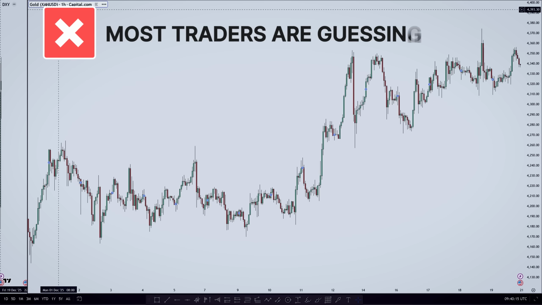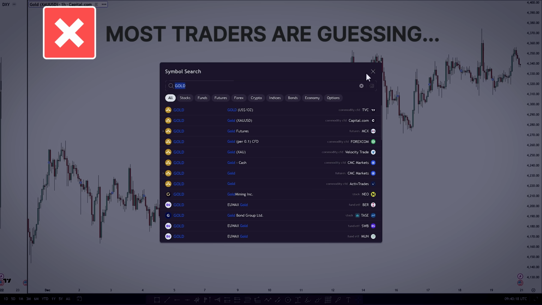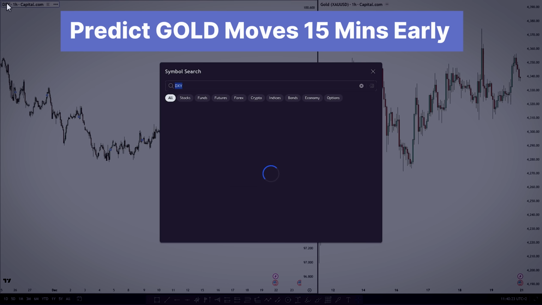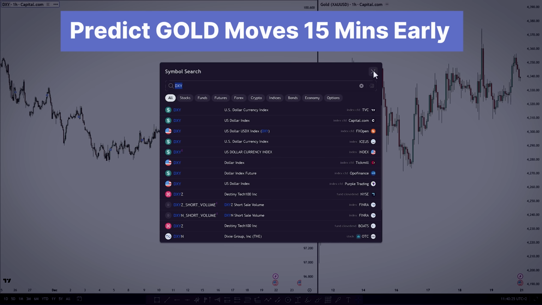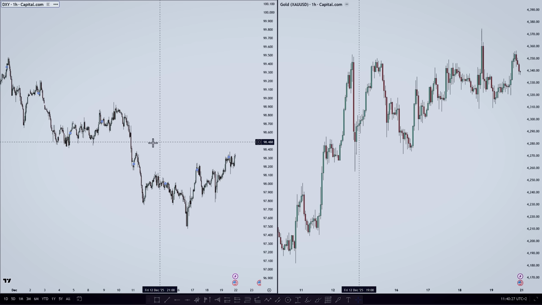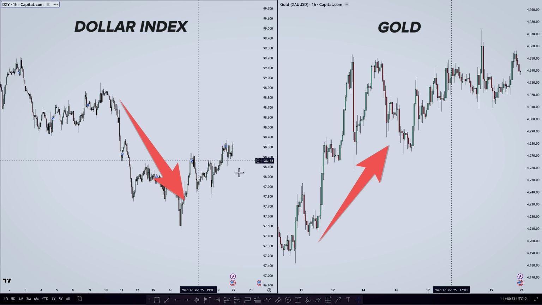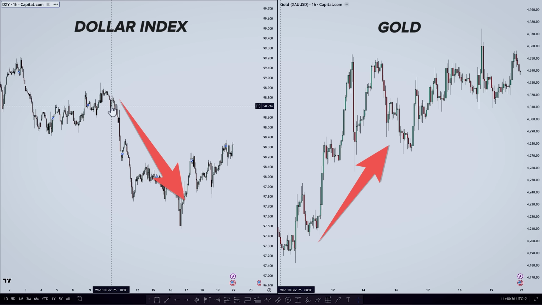Most traders stare at the gold chart, trying to guess what happens next. I don't guess. I look at the dollar index and I see the future of gold before it happens. Watch these two charts. Dollar on left, gold on the right. See what happens. The dollar moved first. Gold followed. That's not a coincidence.